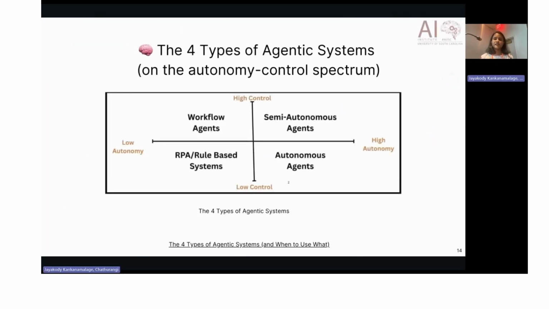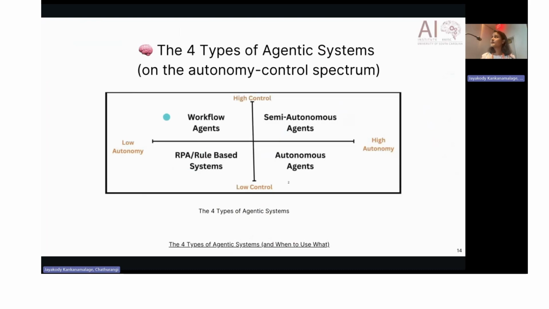These agentic systems fall along two key dimensions. What are they? Autonomy and control. Autonomy means how independently the agents operate, and control means how tightly their behavior is supervised. So in this diagram, in the lower left, we have RPA or rule-based systems. These systems have very low autonomy and are very low in flexibility also. For example, this can include scripted tools that follow fixed control rules.